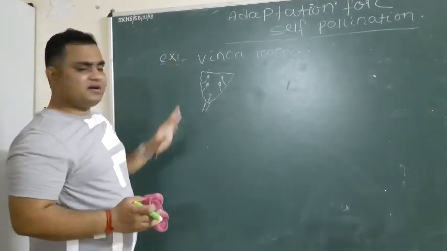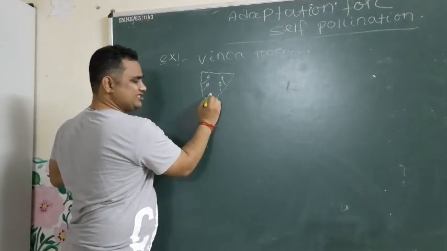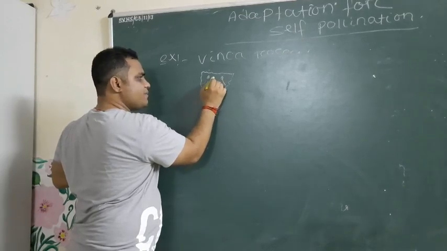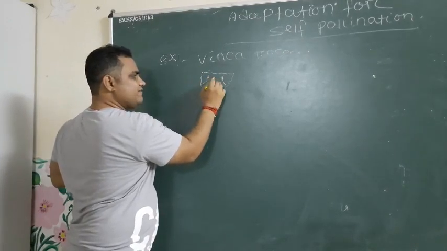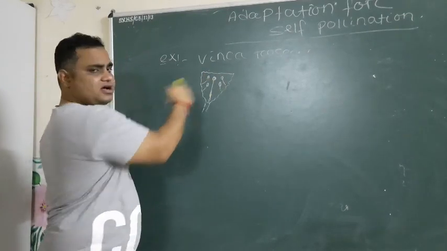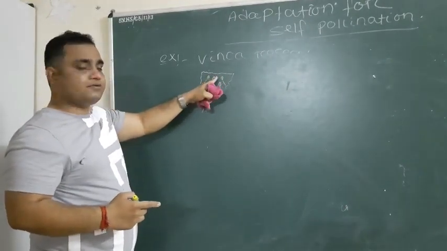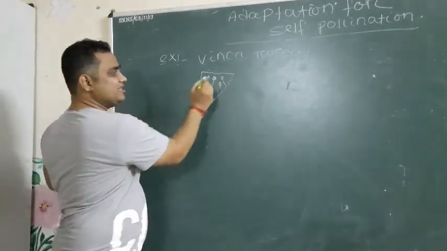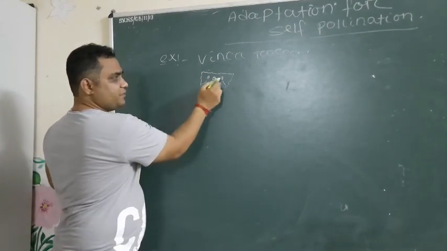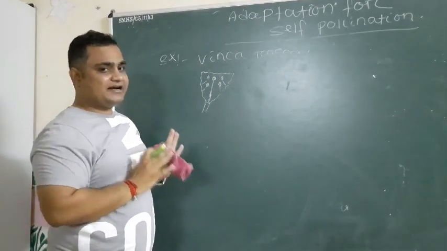After maturation, what will happen? The style and stigma will enlarge their length. They will grow towards the topmost part of the flower. As they reach the topmost part of the flower, they will come in contact with the anther. So the anther can easily release the pollen grains, and these pollen grains will transmit from anther to stigma, and self pollination will take place.